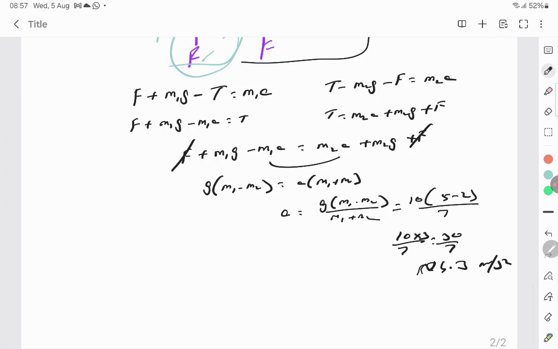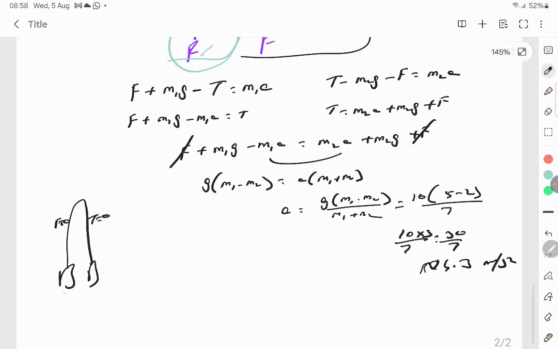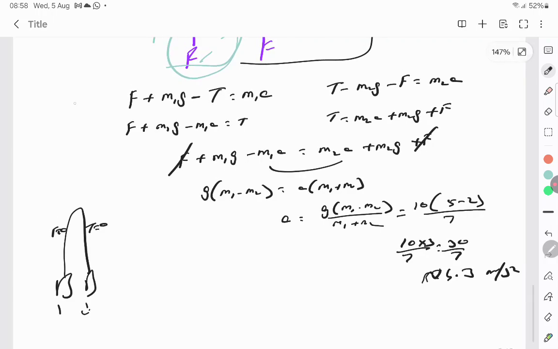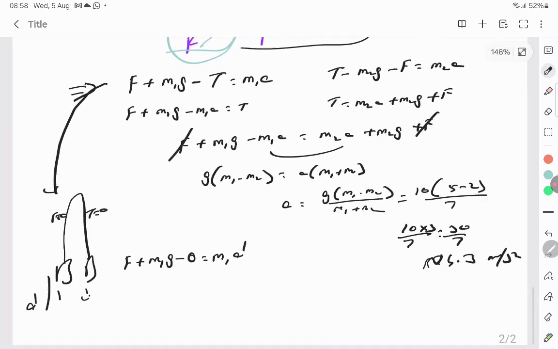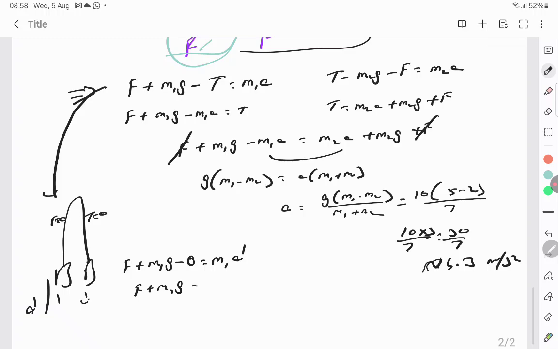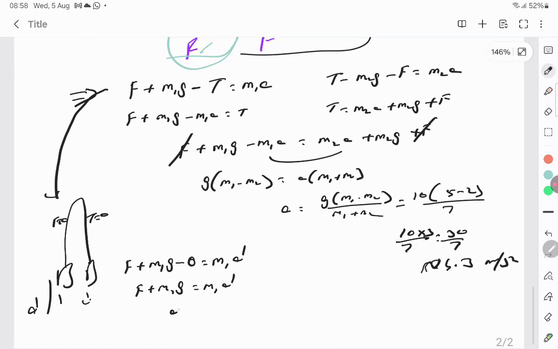And now suddenly the rope breaks, which means tension becomes equal to 0. That's when the rope will break and both of these blocks will fall down. Okay, so the tension becomes 0. Let's take the first equation only, and it will acquire a new acceleration A dash. So if the tension breaks, you have F plus M1 into G minus 0 is equal to M1 into A dash, a new acceleration. So F plus M1 into G is equal to M1 into A dash. So A dash therefore is F plus M1 into G by M1.